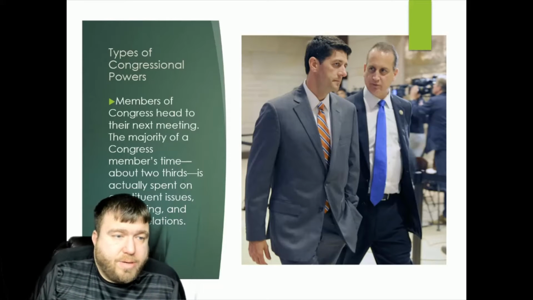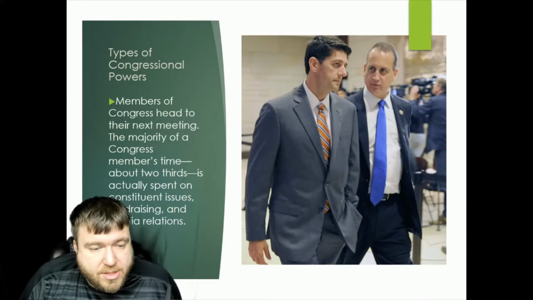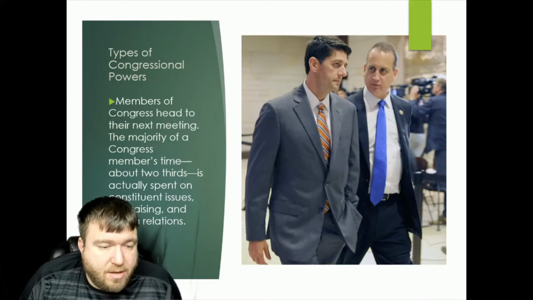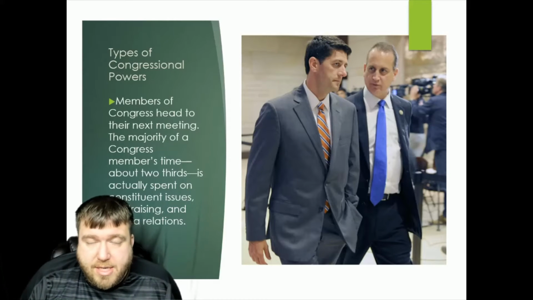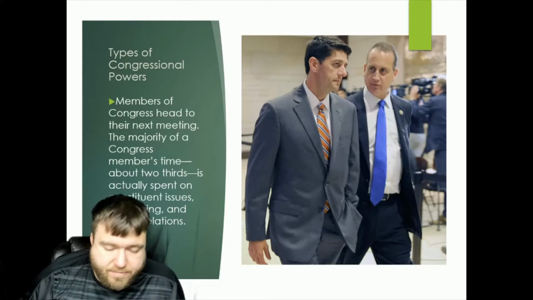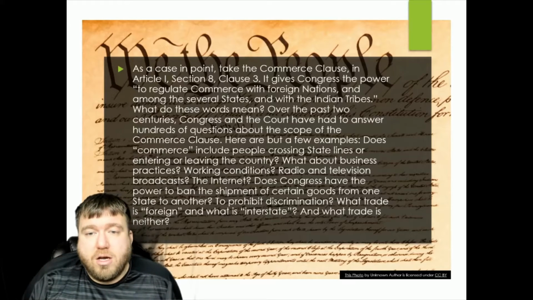Types of congressional powers. Members of Congress head to their next meeting. The majority of Congress members' time, about 2/3, is actually spent on constituent issues, fundraising, and media relations. So it's just a breakdown of the sort of things that members of Congress do. As a case in point, take the Commerce Clause in Article 1, Section 8, Clause 3.